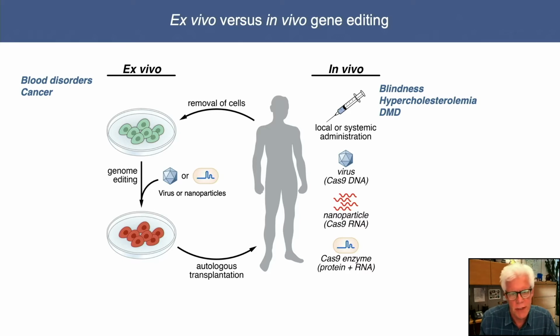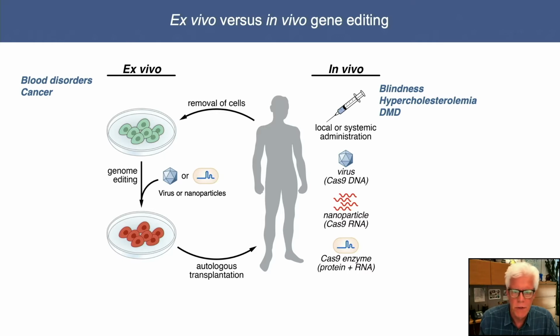Ex vivo gene editing cannot be adapted for Duchenne muscular dystrophy because of the massive size of the skeletal musculature and the inability to generate enough cells to colonize all the muscles and the heart. So this has required in vivo gene editing, in which the gene editing components must be injected directly into the body, and they must be able to find their target in the genome and edit it.